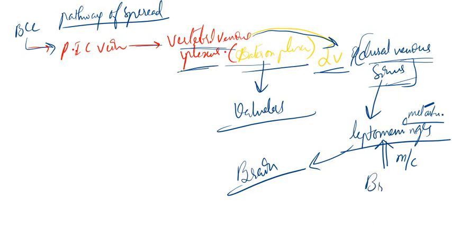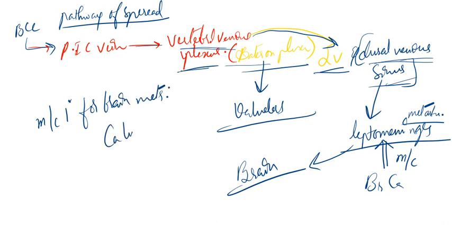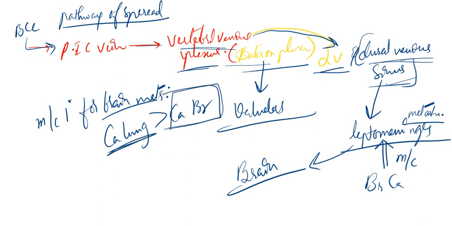That is breast cancer. Now if you ask me what is the most common primary for brain metastasis, obviously it is carcinoma lung greater than carcinoma breast. For brain, the primary will be carcinoma lung, followed by carcinoma breast. If carcinoma lung is not in the option, then it will be carcinoma breast. But for leptomeninges, the most common primary will be breast carcinoma only. Okay.